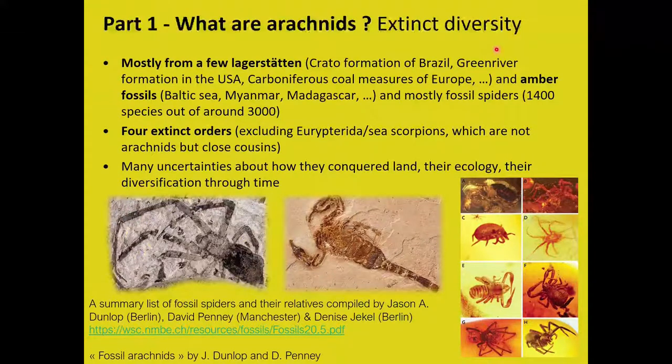So we also have a great idea of the extinct diversity of arachnids, because we have a ton of fossils, as you will see, coming from a few places in the world, mostly Humber. And there are 4 extinct orders of arachnids which are only known through fossils. We will go over them quite quickly because we don't know a lot. There are a ton of uncertainties yet, but as you can see, we also have great fossils. So everyone can see this is a spider, scorpions, and these are mites and pseudoscorpions.